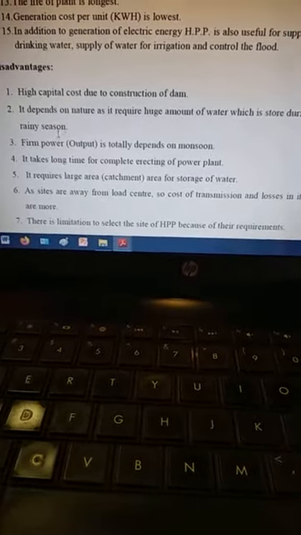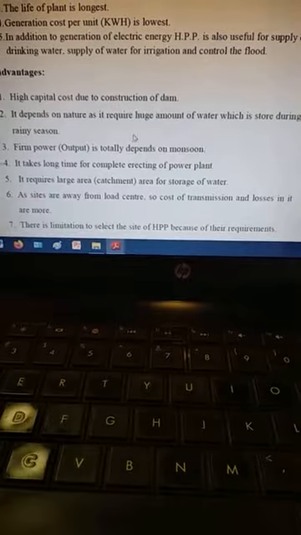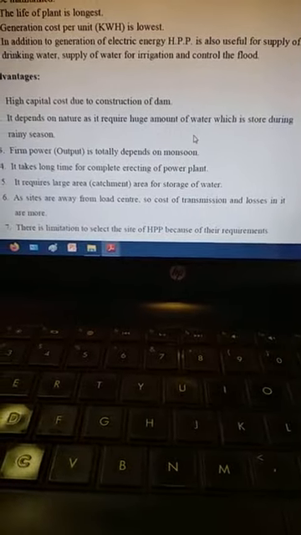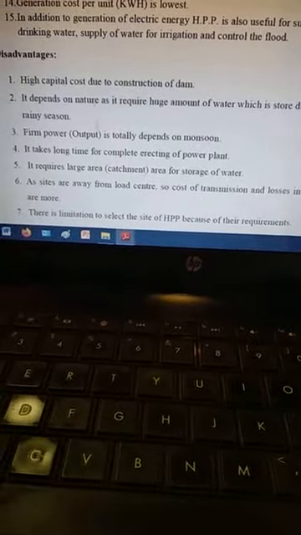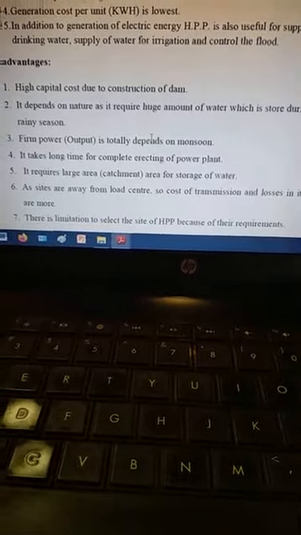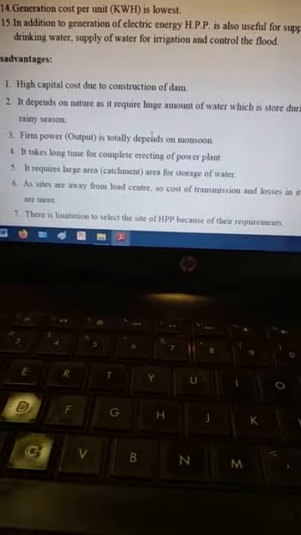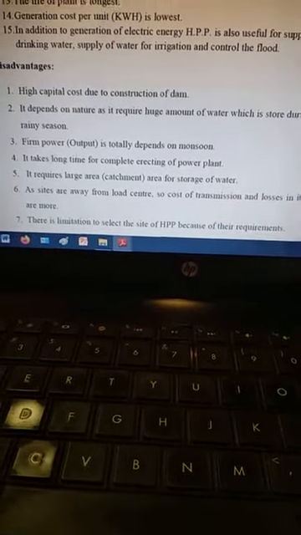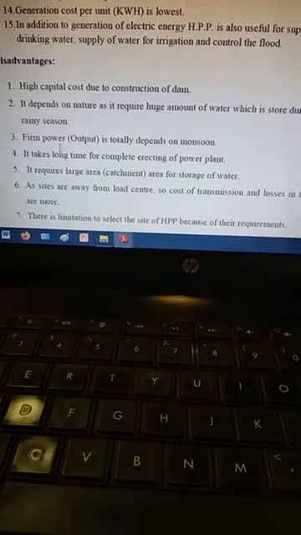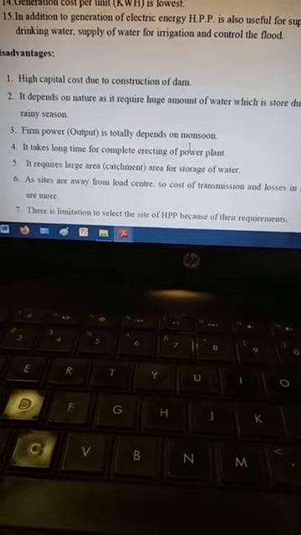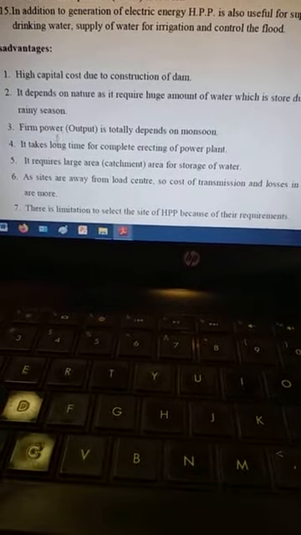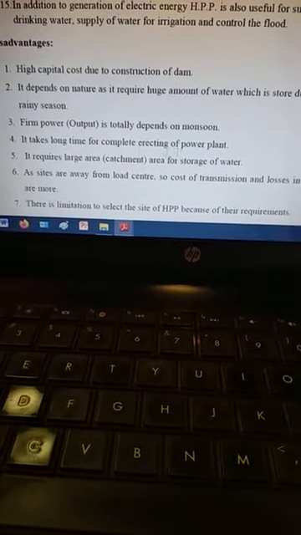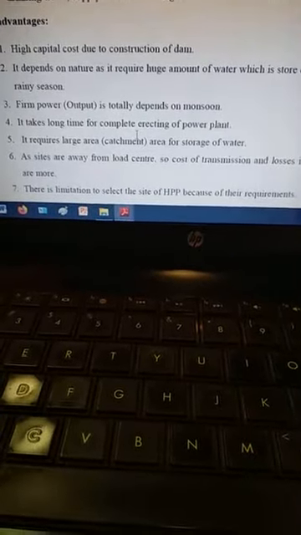Also it depends on nature, as it requires a huge amount of water, which must be stored during any season. So it depends upon the discharge or the storage of water. If there is no storage of water, we cannot run hydroelectric power plants. And power output is totally dependent on monsoon. It takes a long time for complete erection of the power plant. So for starting this power plant, it requires much time.